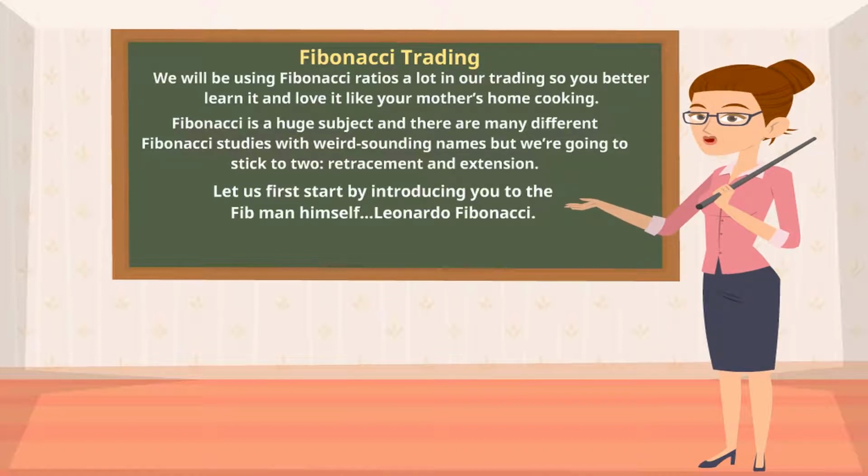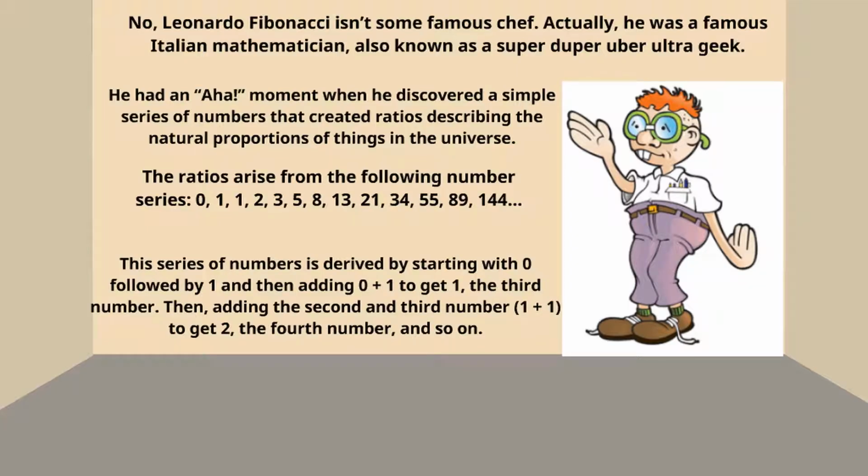Let us first start by introducing you to the Fib man himself, Leonardo Fibonacci. No, Leonardo Fibonacci isn't some famous chef. Actually, he was a famous Italian mathematician, also known as a super-duper uber ultra geek. He had an aha moment when he discovered a simple series of numbers that created ratios describing the natural proportions of things in the universe.